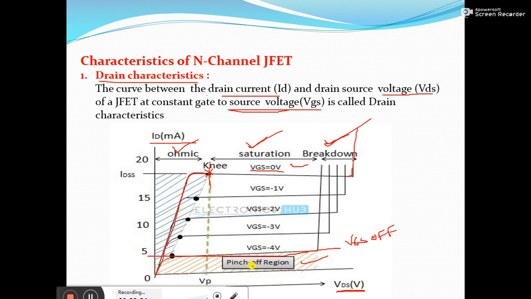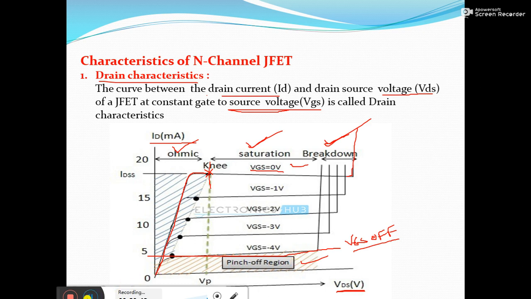It is almost equal to 0, because as the VGS value reaches VGS off, the channel will get almost closed, meaning ID current won't be there, ID current will be 0. Or simply, in this characteristic equation, the region where the VGS value is equal to VGS off is nothing but the pinch off region.